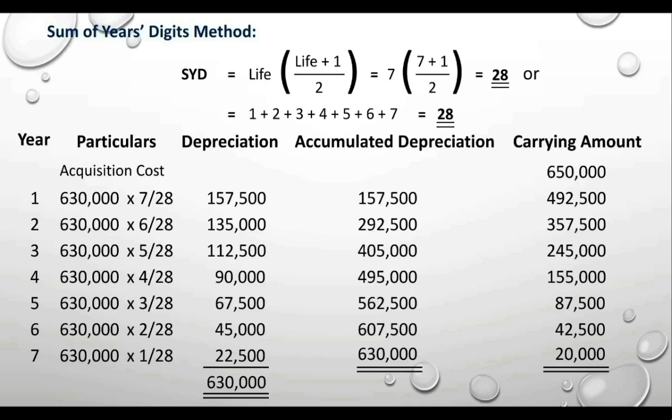630,000. In the next part of this lecture series, I will elaborate more on the sum of years digits method using this same problem but with an additional assumption.